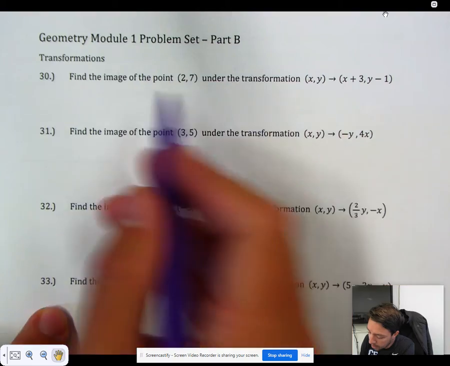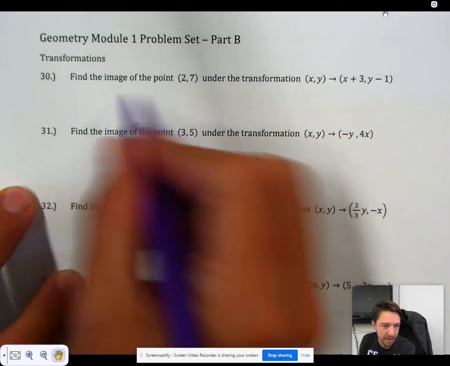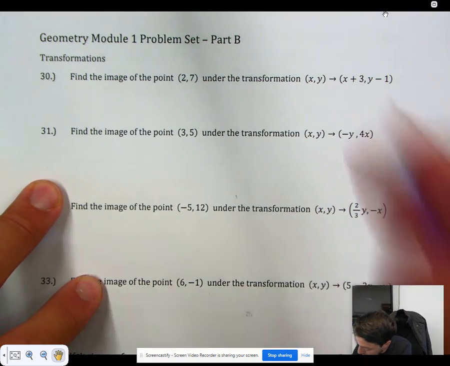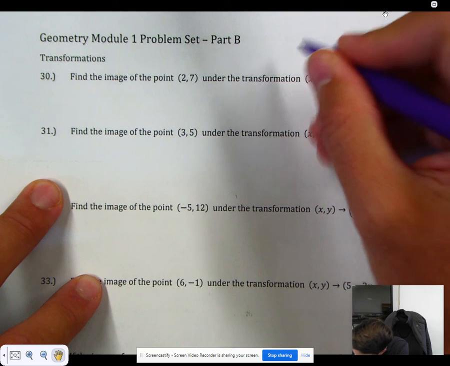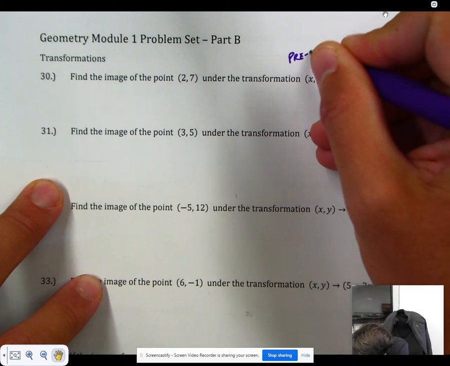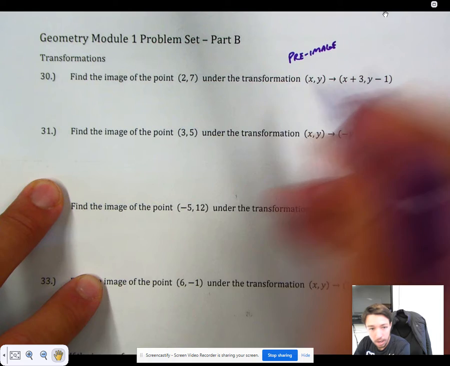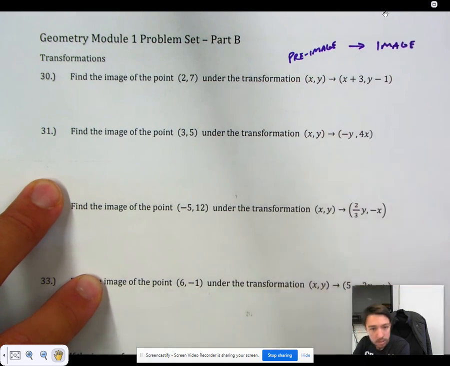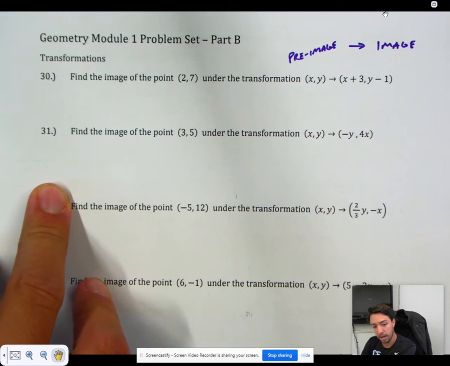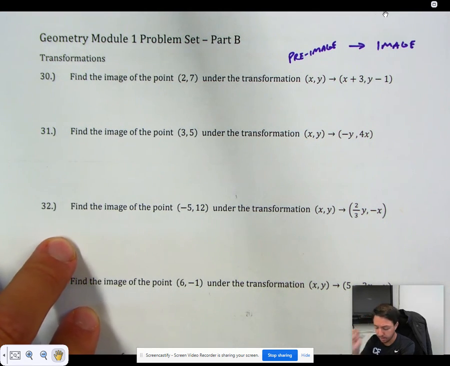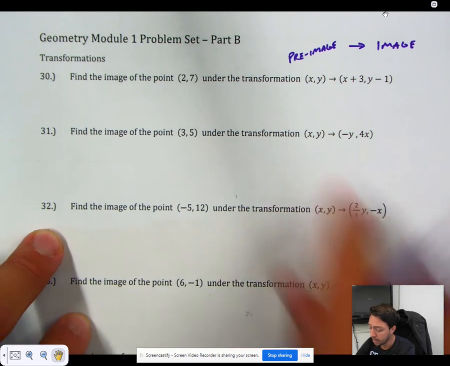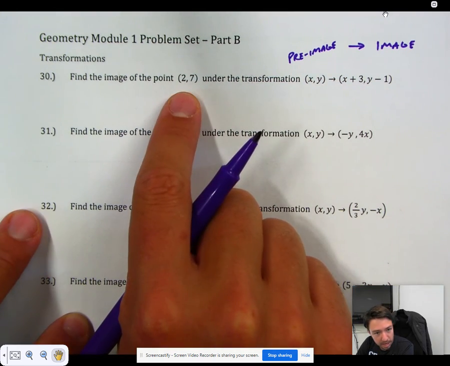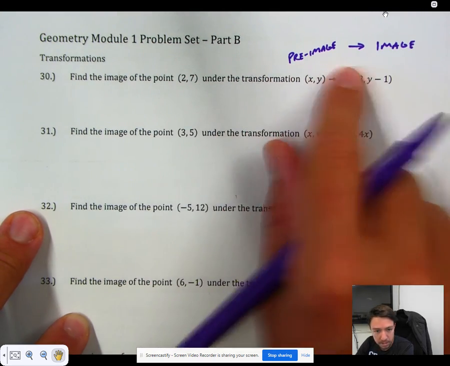So in this case, there's a bunch of vocabulary here. So the image of the point. When a point gets mapped, basically you'll have a pre-image, and then the pre-image maps to the image. There's not a vocabulary test, but you got to kind of know what the words mean, or else you'll just be confused about what they're asking in these questions. So for this question, the 2, 7 would be the pre-image, and it maps to the image.